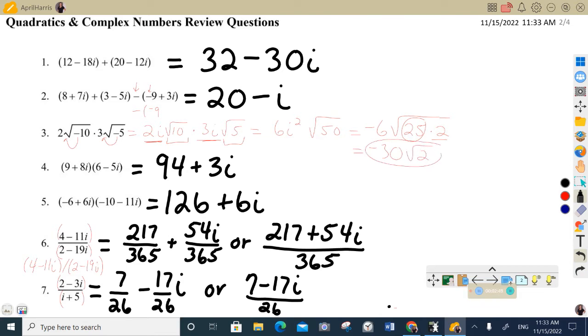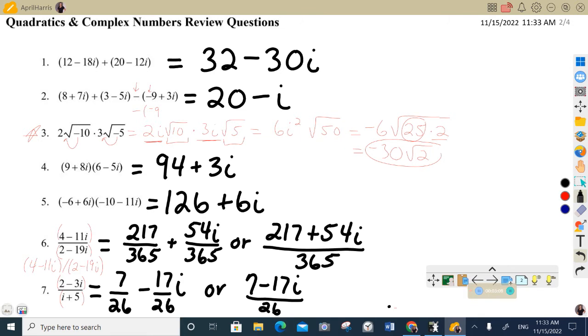Now, this is the most missed question every year on my test. Students try to do 2 times 3 and get 6. They do the square root of negative 10 times the square root of negative 5. They get the square root of positive 50, and they end up getting a positive 30 radical 2. That is going to be a choice on the test, so don't do it.